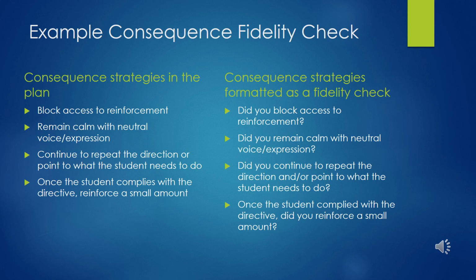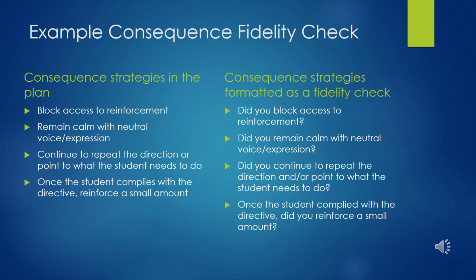Okay, so here's an example consequence fidelity check. So in the left column are the consequence strategies that are written in the plan. So what to do when problem behavior occurs. You're going to block access to reinforcement, remain calm with neutral voice and expression, continue to repeat the direction or point to what the student needs to do, and then once the student complies with the directive, you're going to reinforce a small amount. So how those are converted to question form to list in your fidelity check is in the right column.